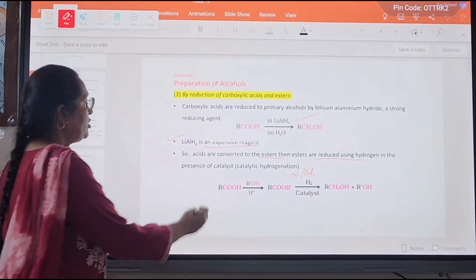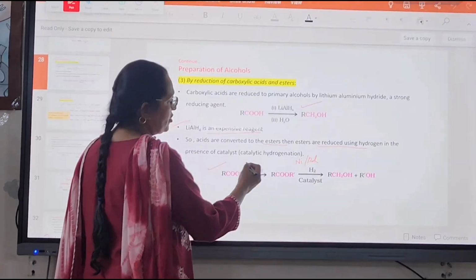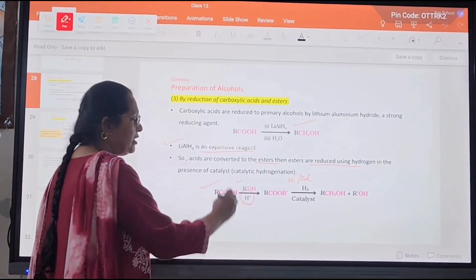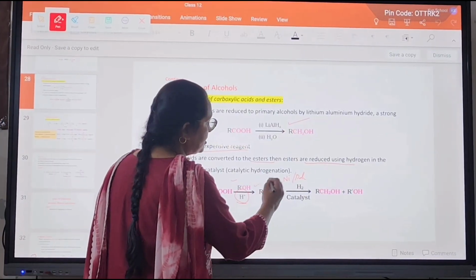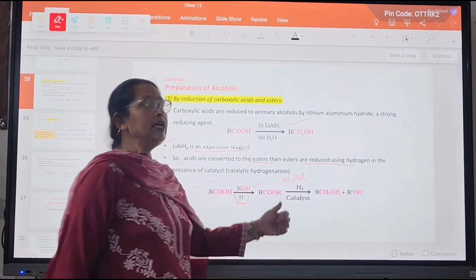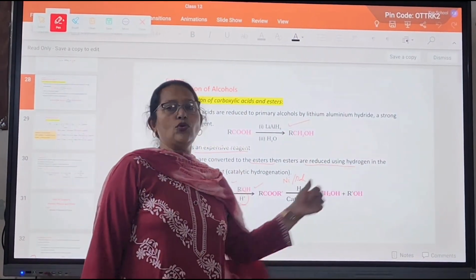So this is the carboxylic acid, which in the presence of the alcohol and a little amount of concentrated sulfuric acid gives the ester, and this ester is again reduced catalytically to give the alcohols.